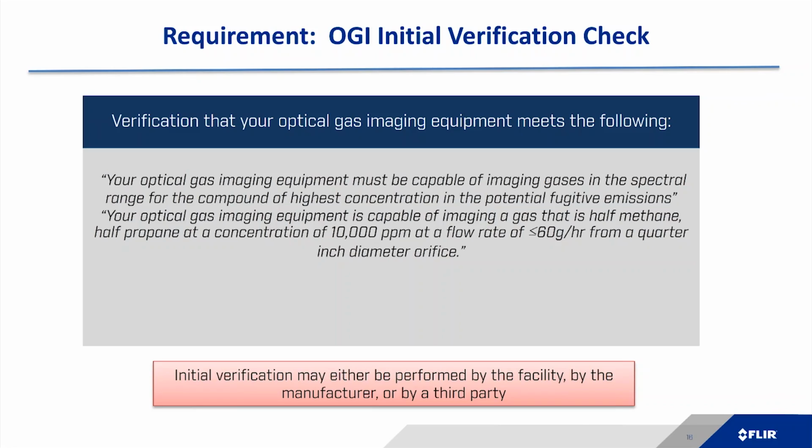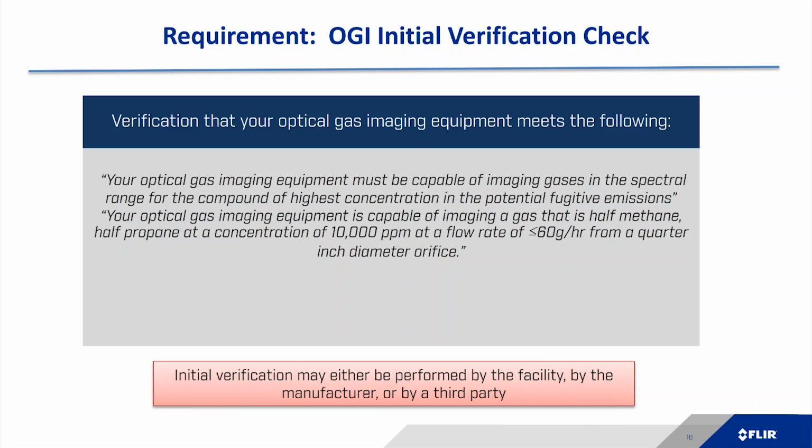So if you look at the requirement here, it says your optical gas imaging equipment must be capable of imaging gases in the spectral range for the compound of highest concentration in the potential fugitive emissions. In most natural gas production environments, methane is going to be essentially the specific gas of the highest concentration in the fugitive emissions, and the GF320 as well as the GF300 and the new GFX320, which is the intrinsically safe version of our technology, is very, very tuned to be able to see methane, so obviously meets this requirement.